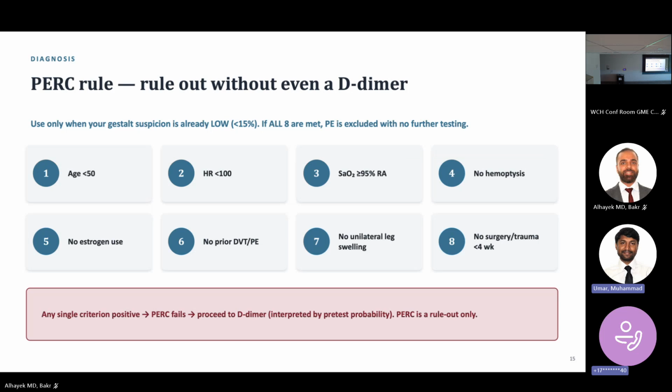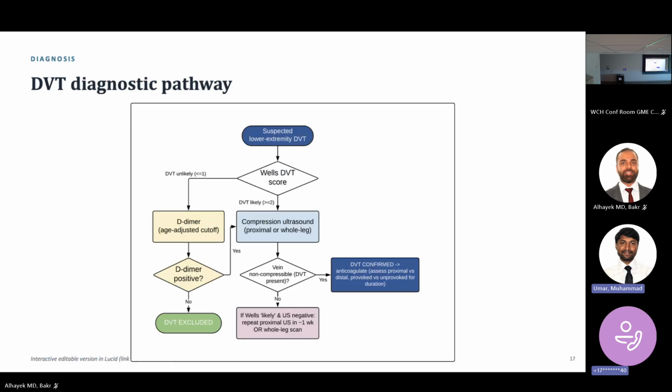So you have age less than 50, heart rate less than 100, saturating more than 95% on room air, no hemoptysis, no estrogen, no prior PE or DVT, no swelling, no surgery or trauma within the last 4 weeks.